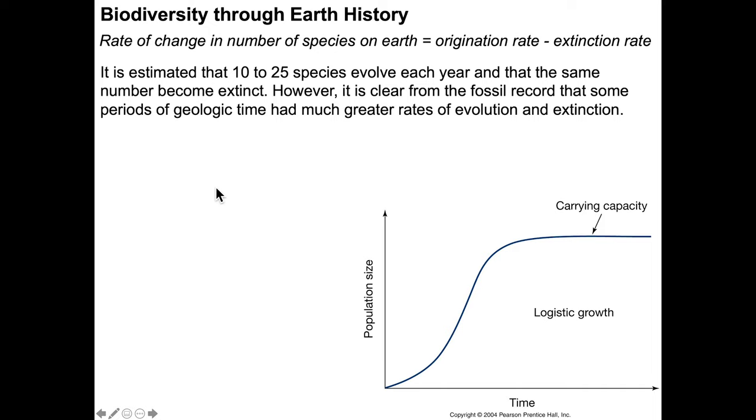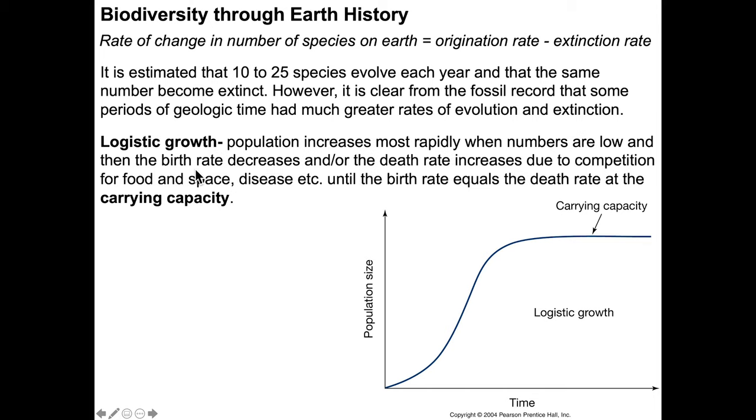It's estimated that 10 to 25 species evolve each year, and about the same number become extinct each year. Now, this depends on what you consider a new species and what you consider the extinction of that species. And there are ongoing arguments, maybe forever, about that. It is clear, though, from the fossil record that some periods of geologic time had far greater rates of extinction and far greater rates of evolution. We can discuss this in a couple different ways.